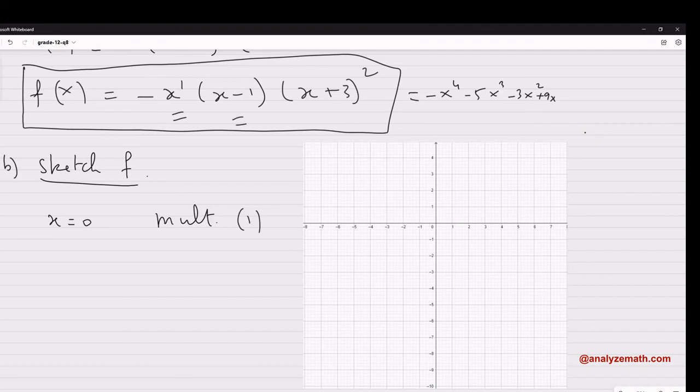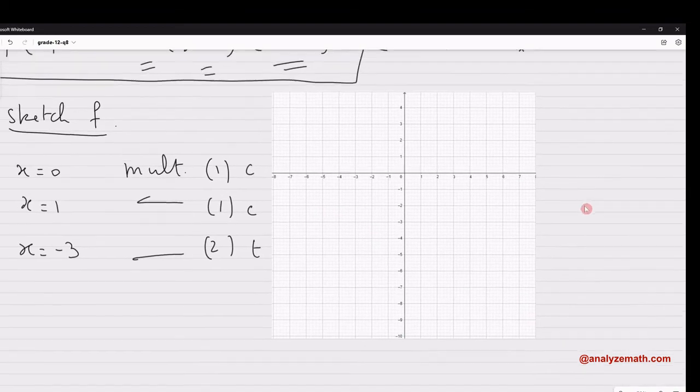The next zero is x equal to 1. Again, this is power 1, so multiplicity 1. The graph also will cut the x-axis at x equal to 1. The third zero is x equal to -3. This has multiplicity 2 because of the power 2. Now multiplicity 2, 4, 6, even numbers, the graph will not cut, it will touch the x-axis. So cut, cut, touch. This will help in graphing.